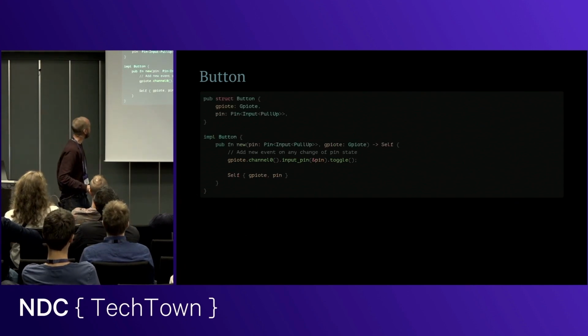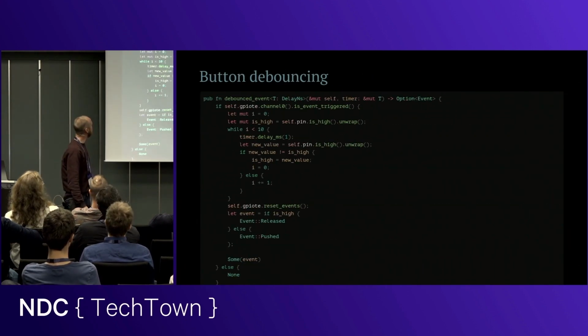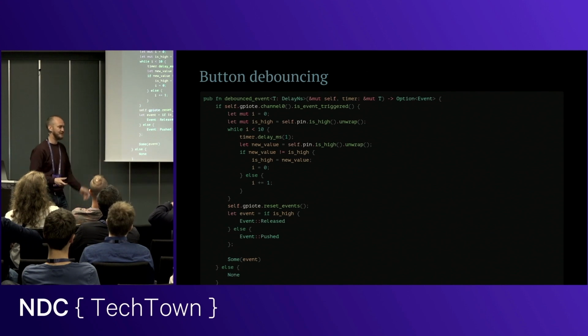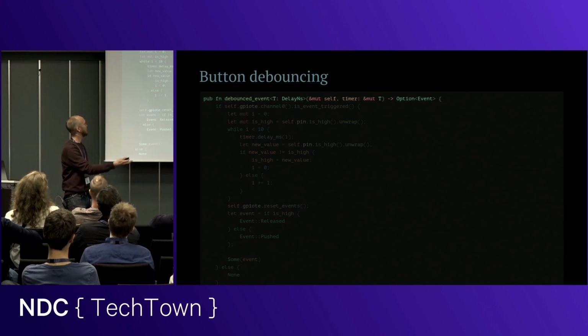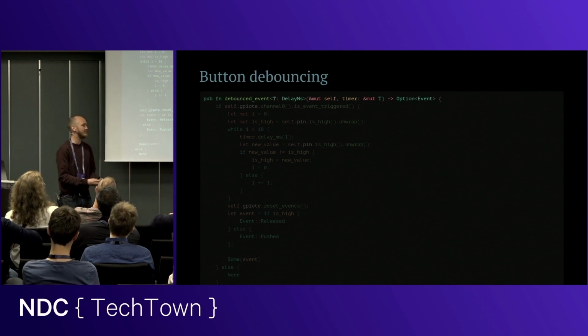Okay, we have to debounce the button. I originally used hardware with a hardware debouncer, and then I switched, and I had to implement this. So the code is more involved than I was hoping for. But anyway, we want to get the events from the button. So we have this function that I've called debounce event. It returns an option here. That's a Rust enum type. So it might return none.